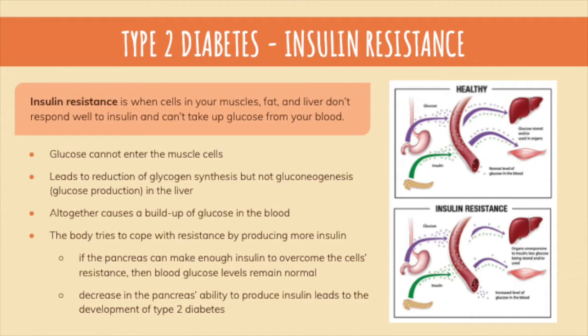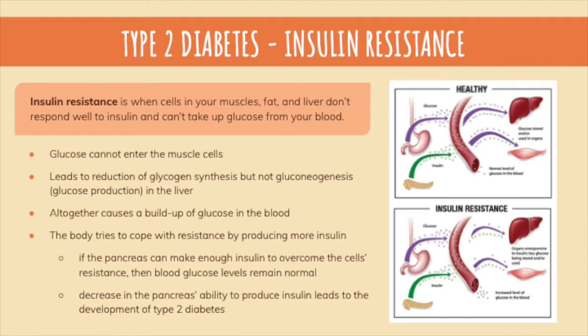Now, the body does try to cope with this resistance by producing more insulin, and if the pancreas can make enough insulin to overcome the cell's resistance, then your blood glucose levels can remain normal. But the eventual decrease in the pancreas' ability to produce insulin would lead to the development of type 2 diabetes. Prediabetes is actually the stage where the pancreas is trying to overcome, but is not enough to keep blood glucose levels normal. And then Sania will go a bit more into that in the future.